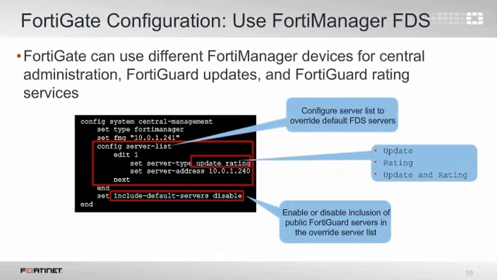By default, the setting Include Default Servers is enabled. This allows FortiGate to communicate with the public FortiGuard servers if the FortiManager devices, which are configured in server list, are unavailable. If this is disabled, FortiGate units will never go to the public FDSs, even when the FortiManagers are down.